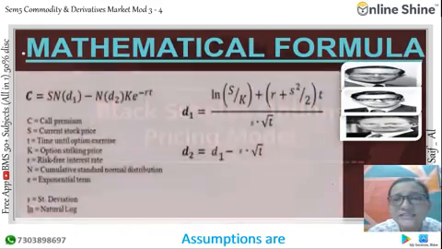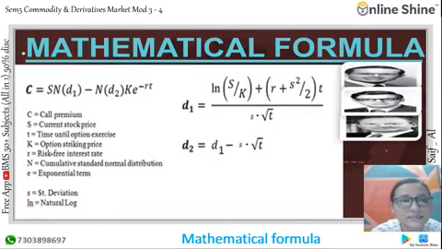Now if we look at the mathematical formula, C equals the call premium. S means the current stock price, T is the time until the option expires, and K is the option's strike price. R is the risk-free rate, and N is the cumulative standard normal distribution. So C is the current stock price times the normal distribution of d1.